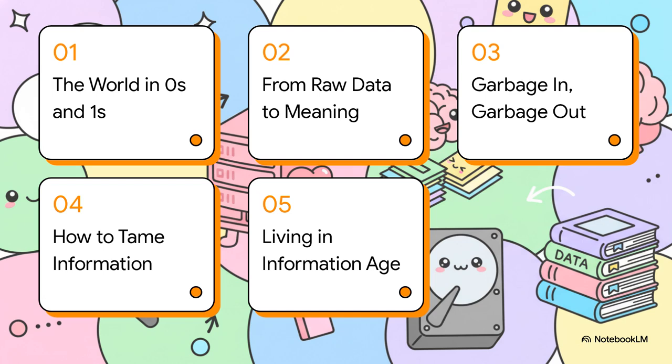So, here's our game plan for today. We're going to start with those famous zeros and ones. Then we'll see how they magically turn into something that actually means something to us. We'll talk about why quality matters so much. Then we'll look at how we even begin to manage all this info, and finally, what it all means for us, right now, living in this information age.